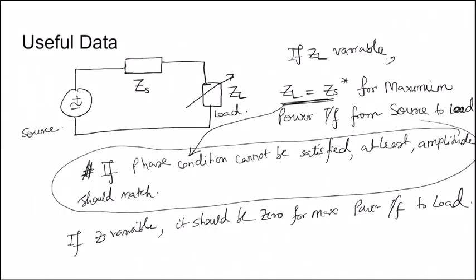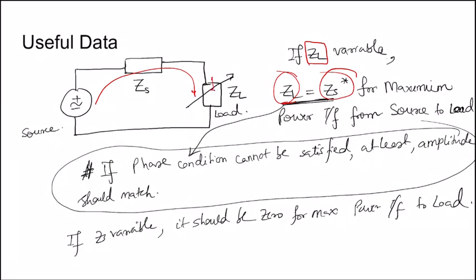For useful data, you need to know that if ZL, that is load impedance, is variable and we need maximum power to be transferred from source to load, the load impedance should be equal to the conjugate of the source impedance. So if it is equal to the complex conjugate of the source internal impedance, then maximum power will be transferred from source to load end.